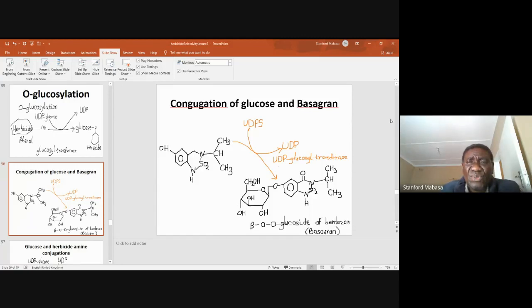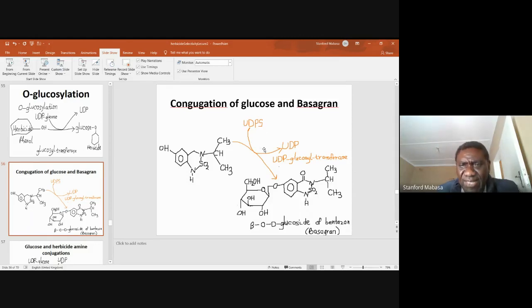Here, I just want to show you what can happen to Basagran in soybean. This product is carrying an OH attached to the Basagran molecule. Remember, the active Basagran doesn't have an OH, but through the activity of the cytochrome P450 in phase 1, it's now carrying an OH.